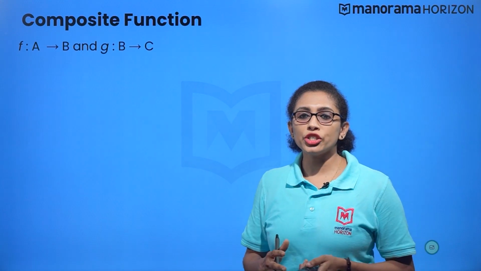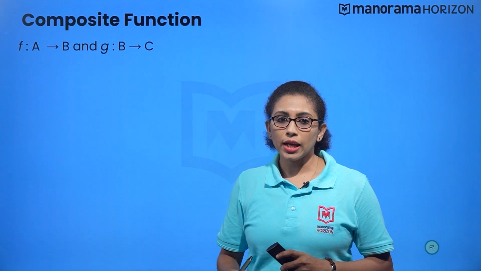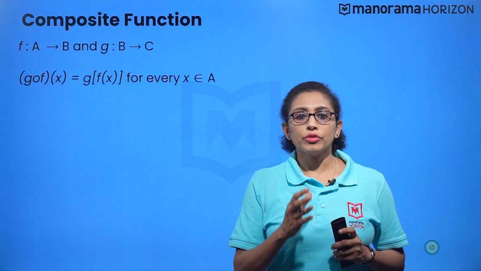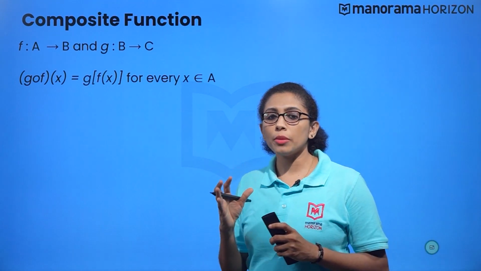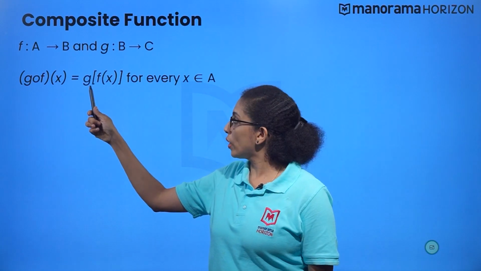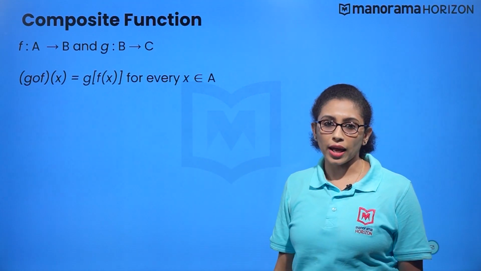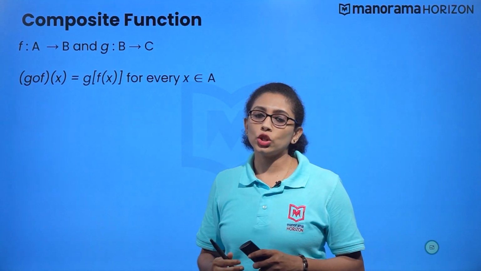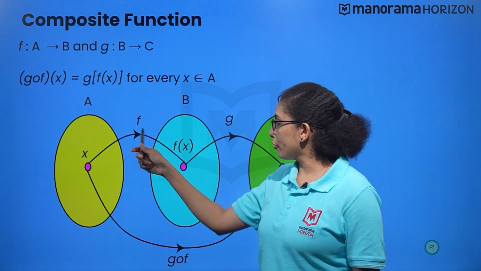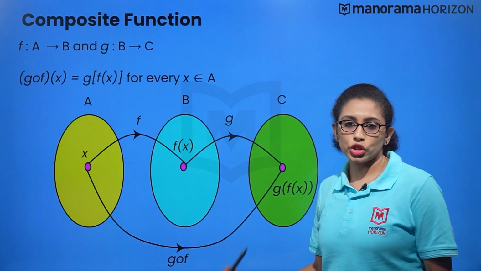If f is a function from A to B and g is a function from B to C, then the composite function g of f, the composition of f, from A to C is defined as (g∘f)(x) is equal to g(f(x)) for every x element of A. Now let us see briefly through an example diagram. Here the function f, function g and g of f are shown.